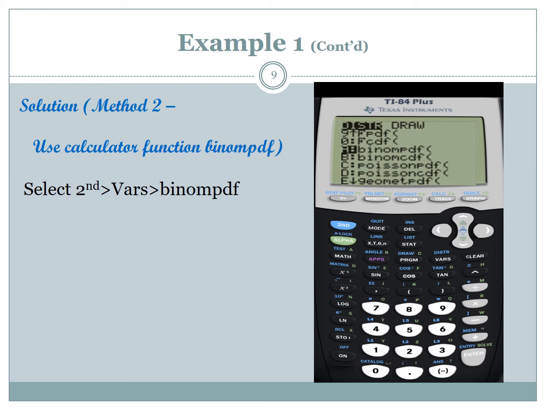Second var, binomial PDF. Here's the function, and here's the calculator on the right. The second key is the light blue key. You hit that, and then var is over here where you see the little cross on the right side. It comes up with a bunch of functions, and you just arrow down until you come to the one that says binomialPDF.